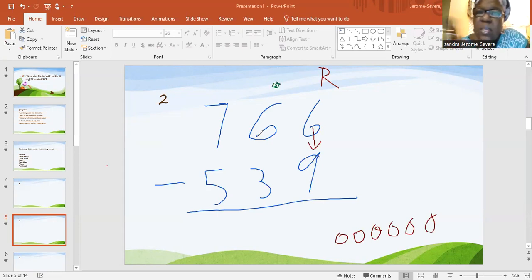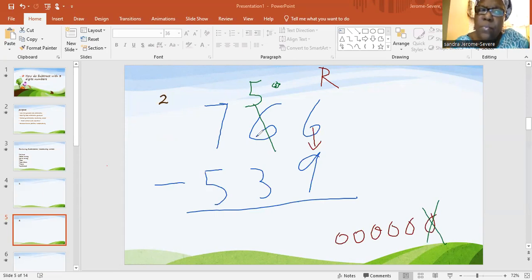And then you say, neighbor, can I borrow 1? Can I borrow 1? So if you have 6, you take away 1. What's your answer? 5. So this over here becomes a 5.